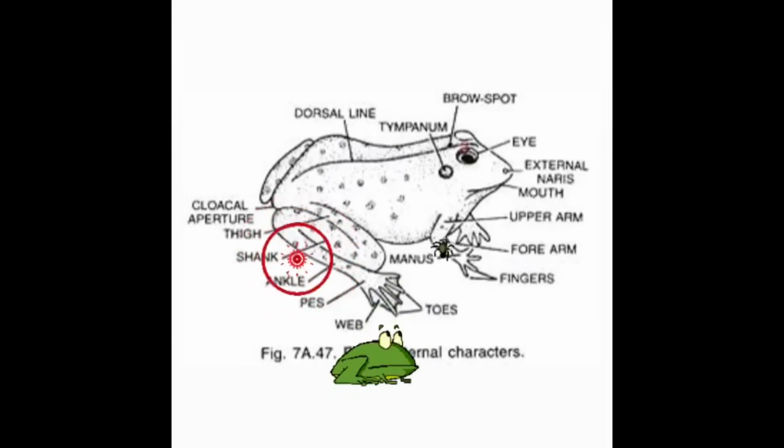Next one is the ankle, the segment immediately next to the shank. The foot is the part of the limb distal to the tarsus, with the toes or digits, usually 5 in number, and the web. The web is mostly present in frogs and not in toads, since frogs spend most of their time in water and use webs to increase surface area for propulsion in swimming. And now we go to the internal anatomy of the toad.